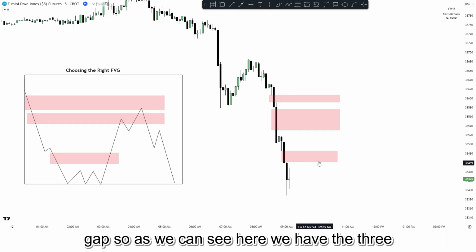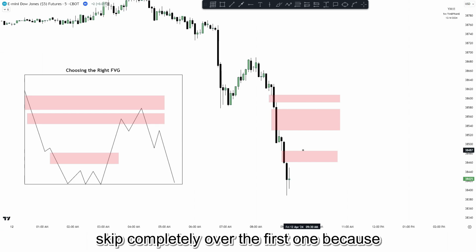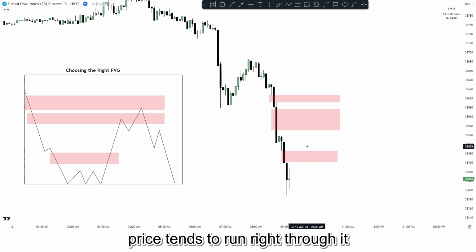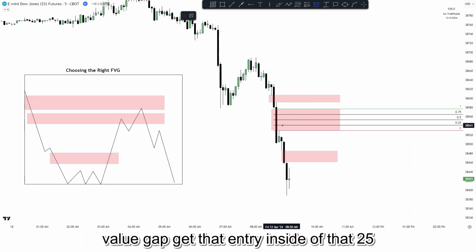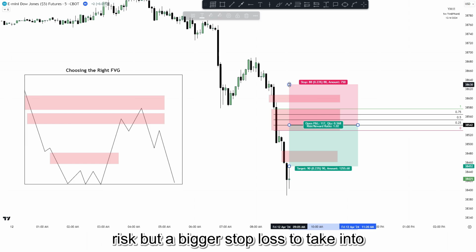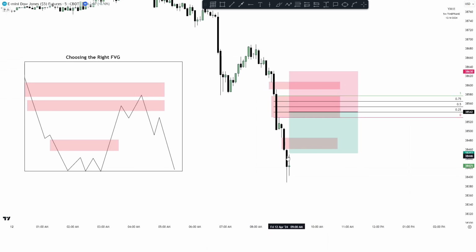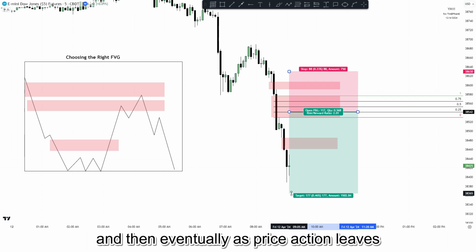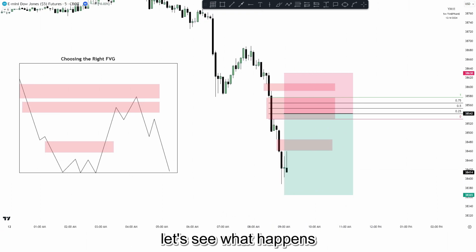So as we can see here, we have the 3 fair value gaps, 1, 2, 3. Like I mentioned, I'd skip completely over the first one because price tends to run right through it. Instead, put my Fibonacci at the second fair value gap, get that entry inside of that 25% level sweet spot. I'd go in with less risk but a bigger stop loss to take into account this higher fair value gap, which it could reach up into. And then eventually, as price action leaves this fair value gap level, I'll then scale in. So let's see what happens.